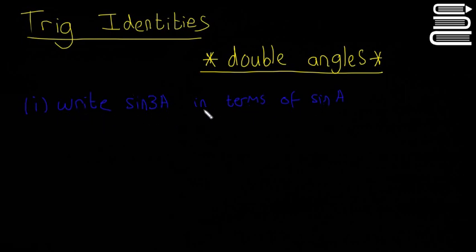So instead of 3a, they want everything to be just sine a and maybe sine squared a. You're going to have that as well, because it's still all sine a, just squared. So anyway, I'll start with it. The way I'm going to start is I'm going to write sine of 3a is going to be equal to sine of 2a plus a.